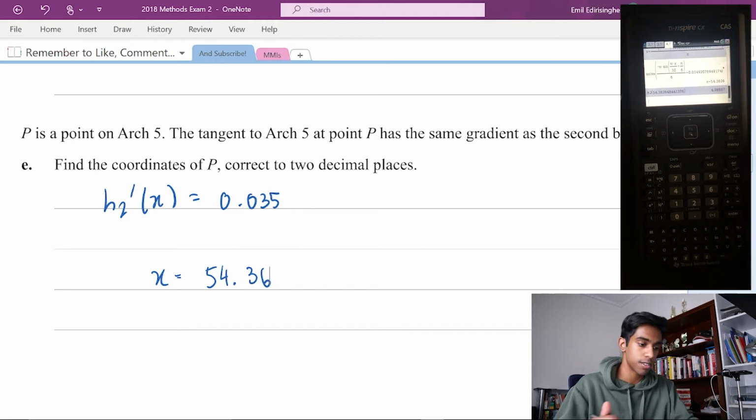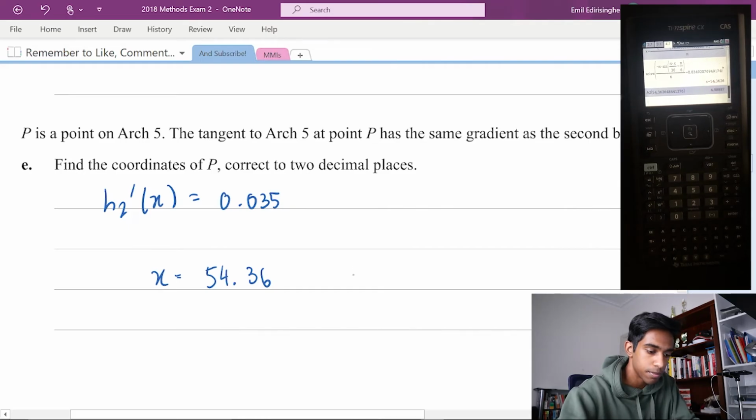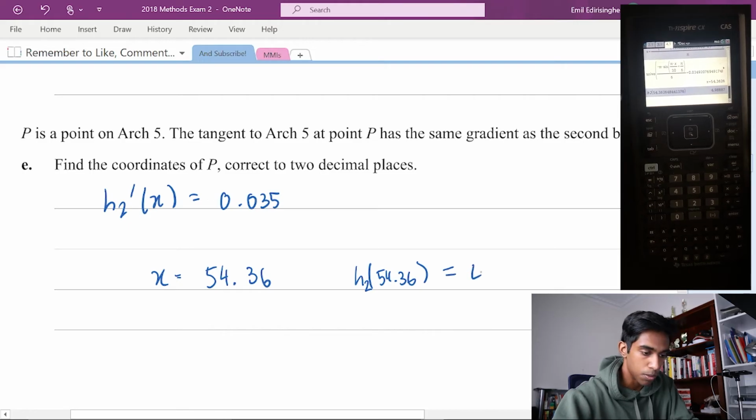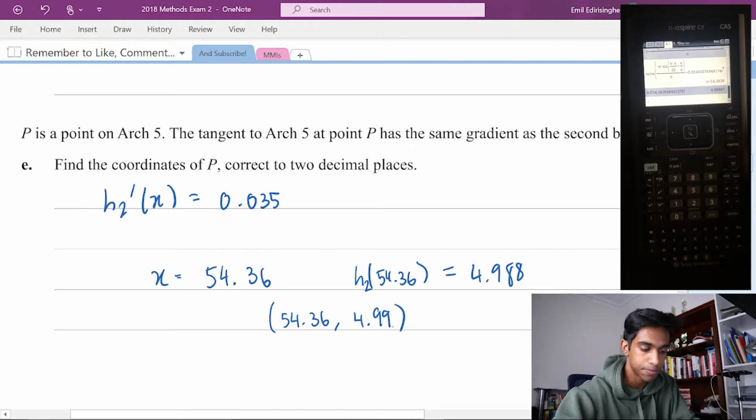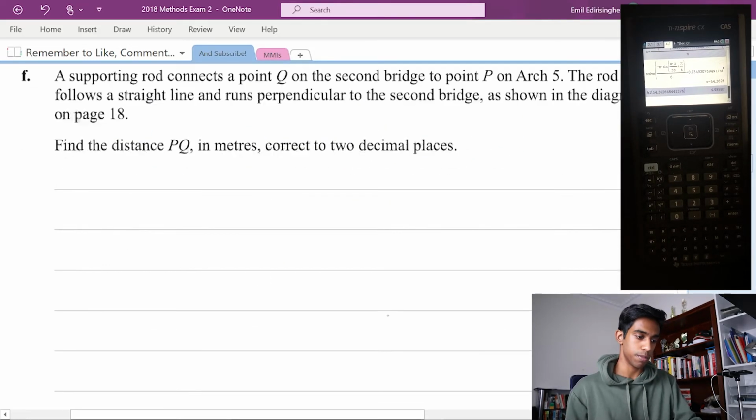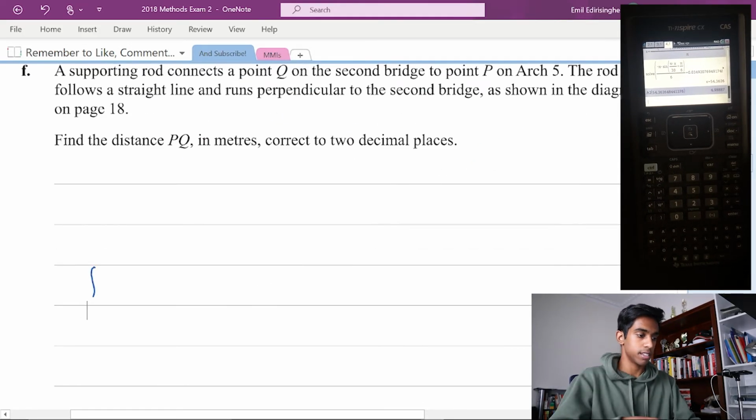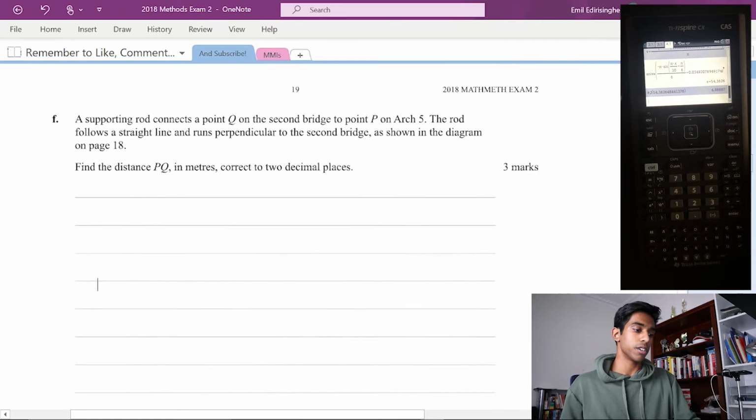H2 of 54.36 is equal to 4.988. That gives us the coordinates 54.36 and then 4.99.